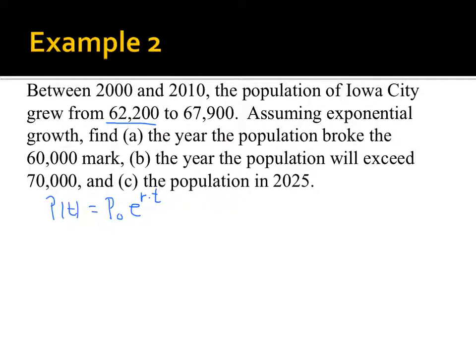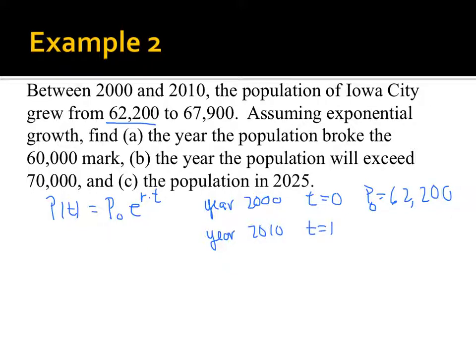But just to gather the information in a way that's useful, notice that the year 2000 is when we start measuring. We'll call this time equals 0. And the population here, P, was 62,200. Since it's the initial population, I'm going to say P naught. In the year 2010, that's when time was 10, because that's 10 years after the year 2000. There the population is 67,900.